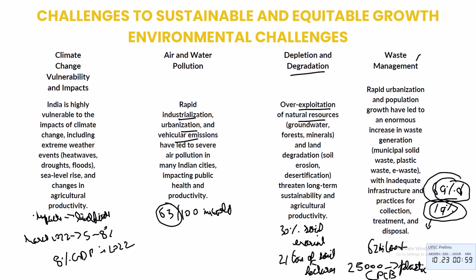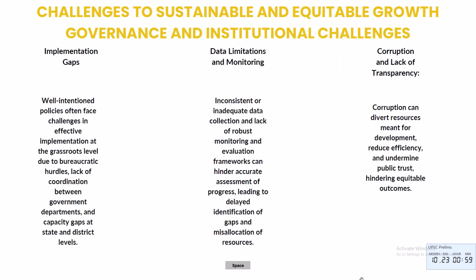We did look at environmental challenges, social challenges, and economic challenges. Now let's look into the governance and institutional challenges. Implementation gaps. Well-intentioned policies often face challenges in effective implementation at the grassroots level due to bureaucratic hurdles, lack of coordination between government departments, and capacity gaps at state and district level.